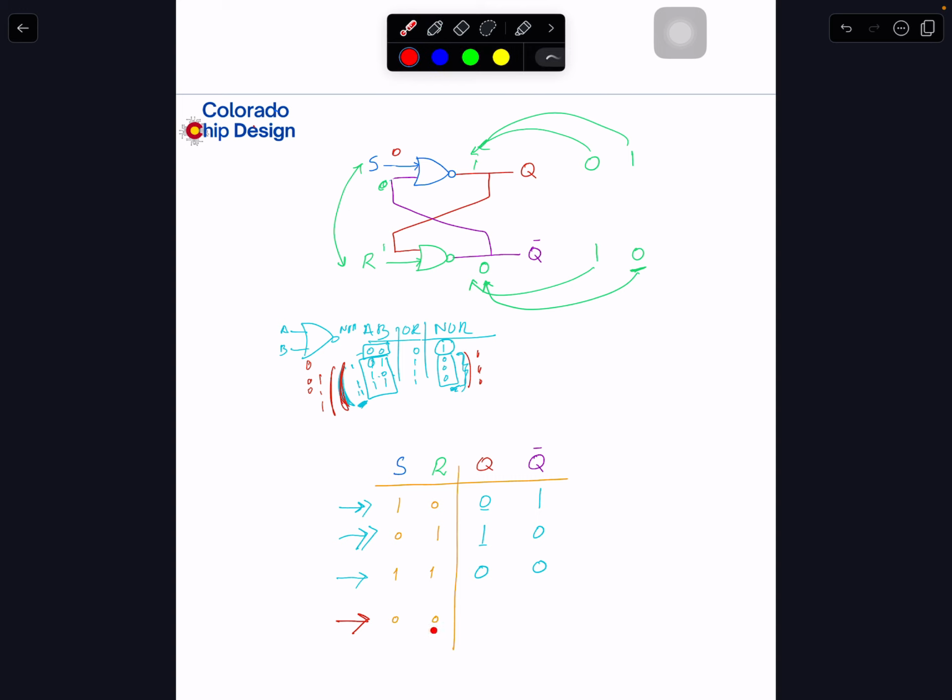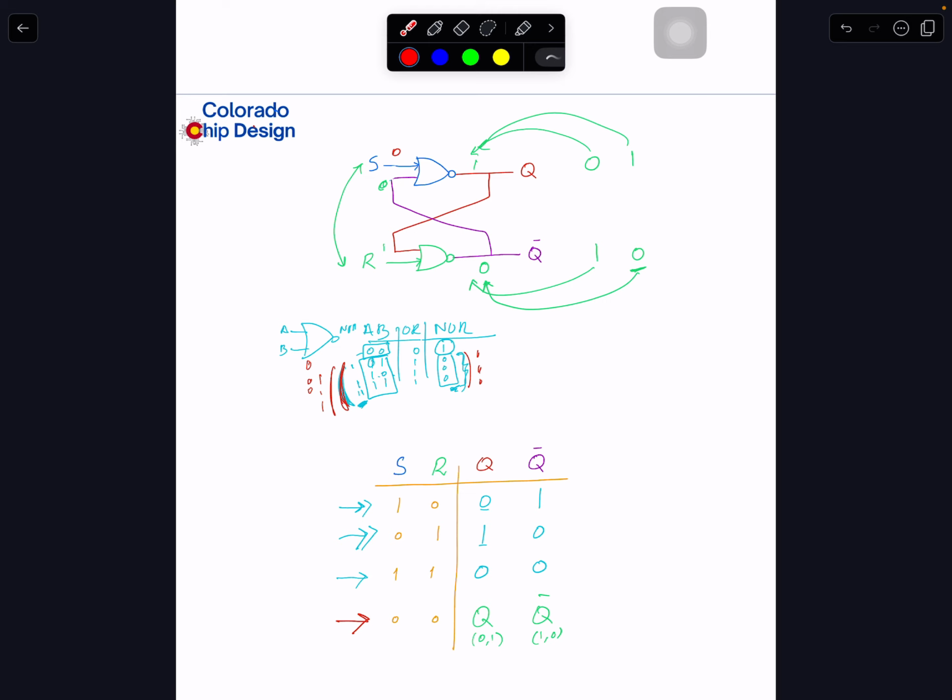When input S and R are 0, 0, Q and Q dash, whatever their values were, 0 or 1, those are maintained. And that is the key thing. If you notice, when we have 0, 0, we are just maintaining the previous state. We're not overwriting, so we're storing it. And if we want to change something, we have to bring S or R to 1. Now, so this is cool. Now we are able to store, and then we are able to change the values of Q and Q dash.